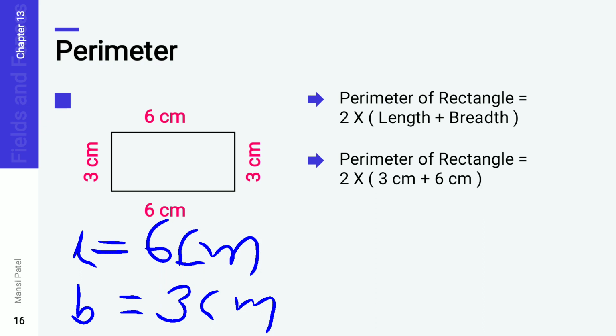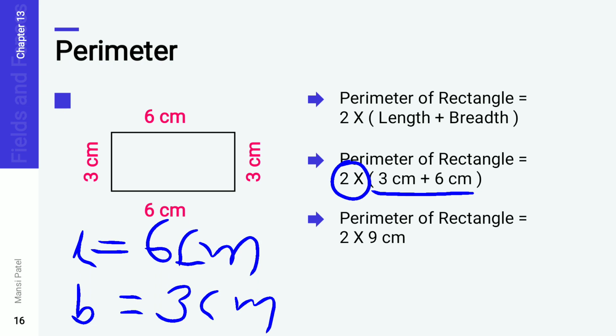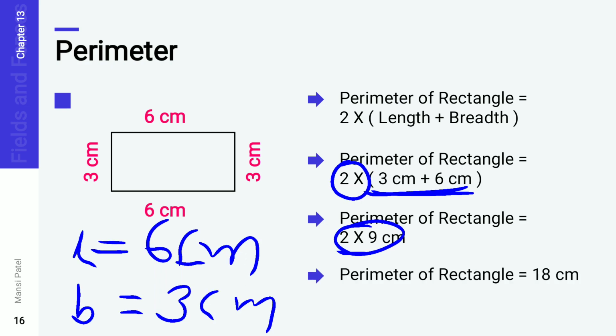So now first in this you have to solve this addition. So we are just putting this 2 multiplied by as it is. So perimeter of rectangle is equal to 2 multiplied by, we are putting as it is. Now what is the addition of this 6 plus 3? That is the 9 centimeter. Now do the multiplication of 2 and 9. So we can say that the perimeter of rectangle is 80 centimeter.